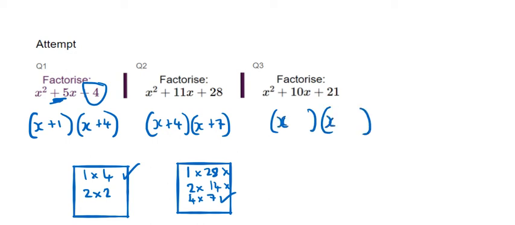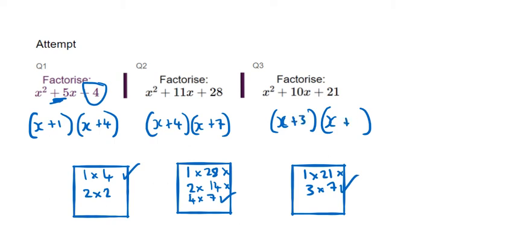Last one then, x and x. This time it's 21. The only combinations that would multiply to give 21 are 1 times 21 and 3 times 7. 1 and 21 won't work because they would give you 22, but 3 and 7 will, so plus 3 and plus 7. So that's my final answer.